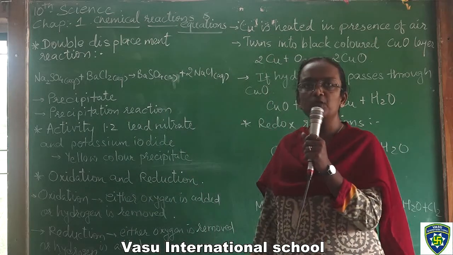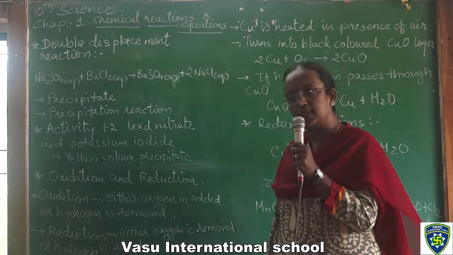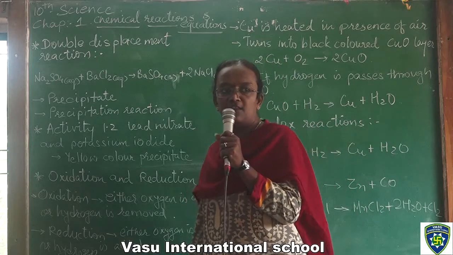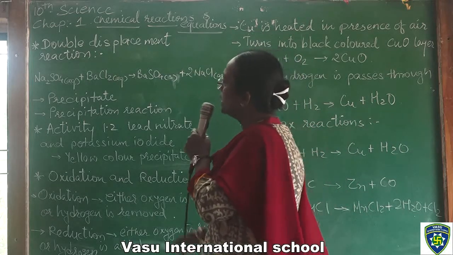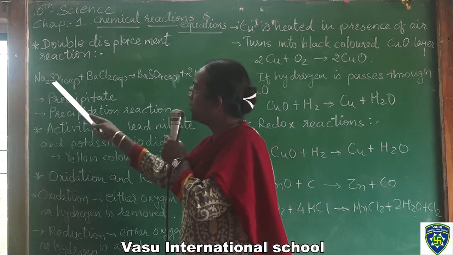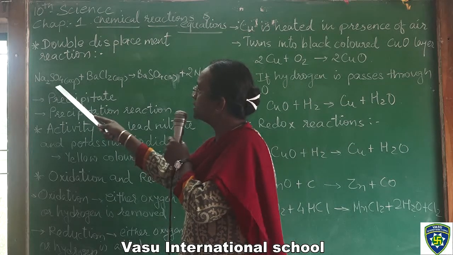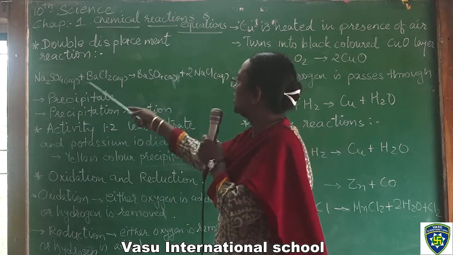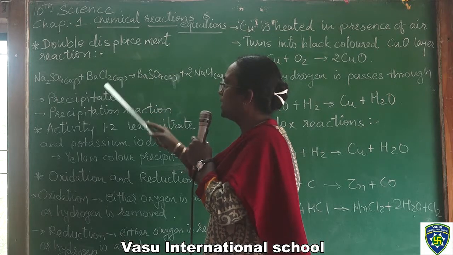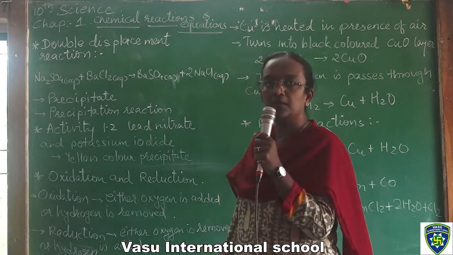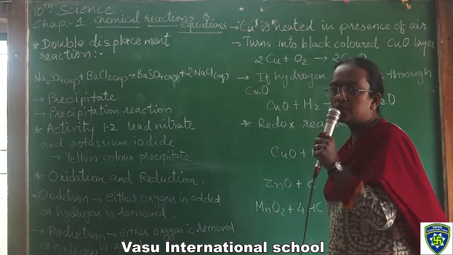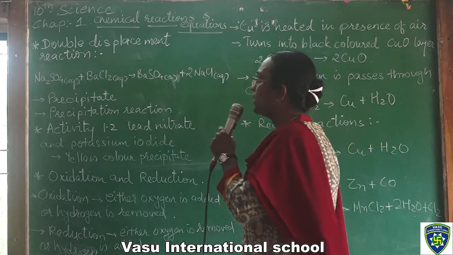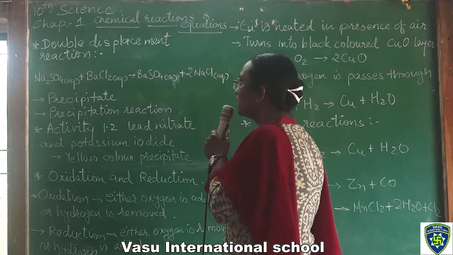In this reaction, two reactants are always given, and their negative ions interchange. In sodium sulfate, SO4 minus 2 is the negative ion, whereas in barium chloride, Cl minus 1, chloride, is the negative ion. It interchanges. So two displacements are done, and so it is called a double displacement reaction.